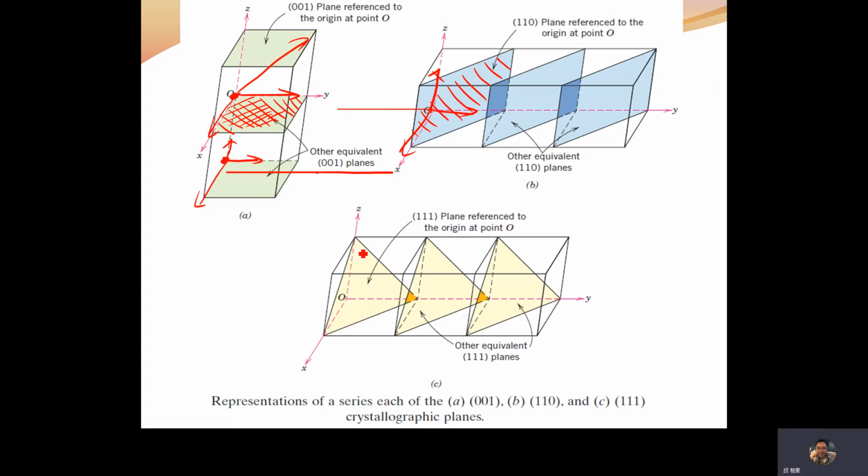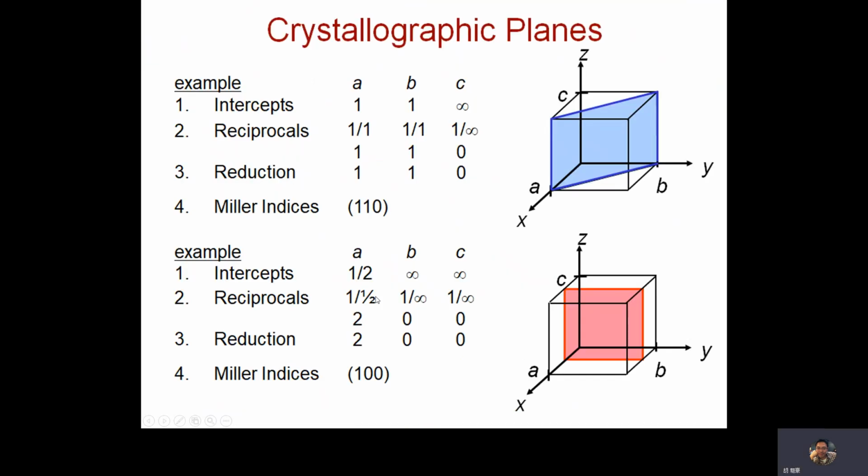Okay, and how to define this plane in the unit cell? I will talk about this in detail later. Let me give you some examples. First, for the blue one, how to define the crystallographic plane in a unit cell?